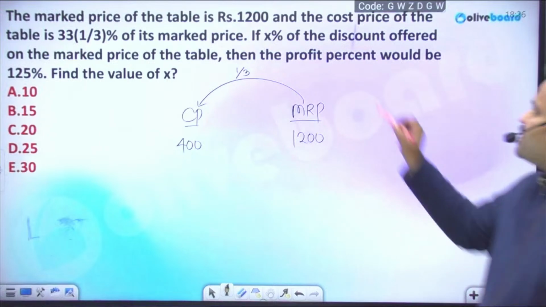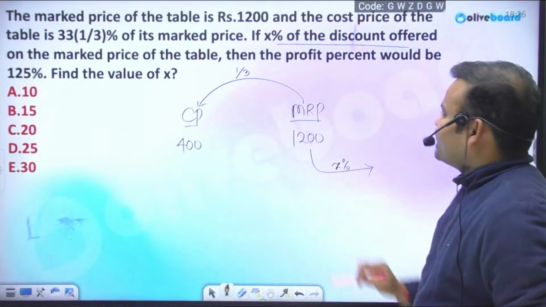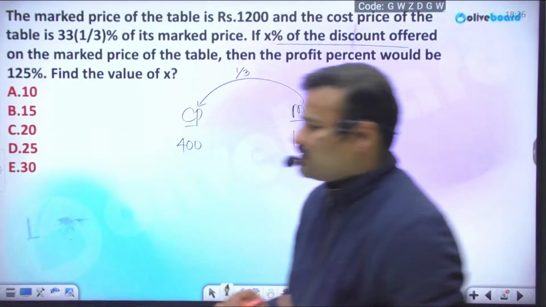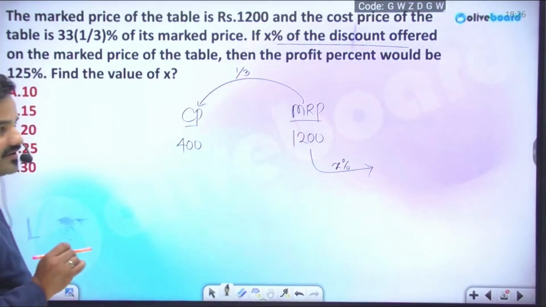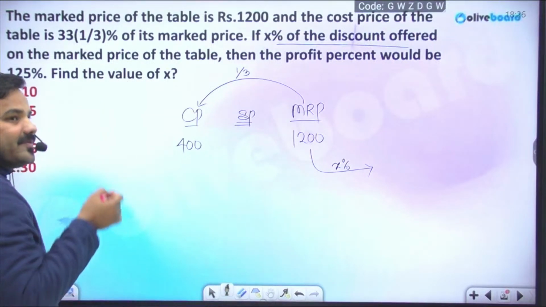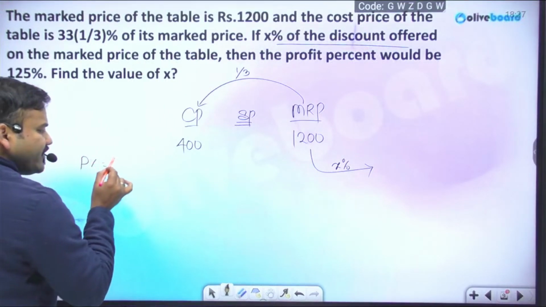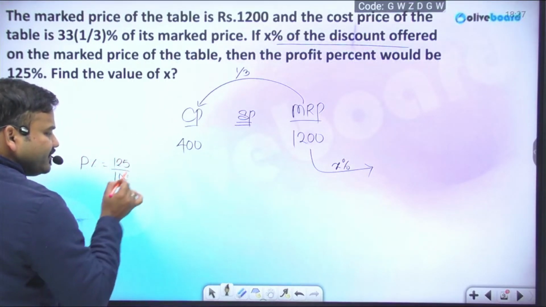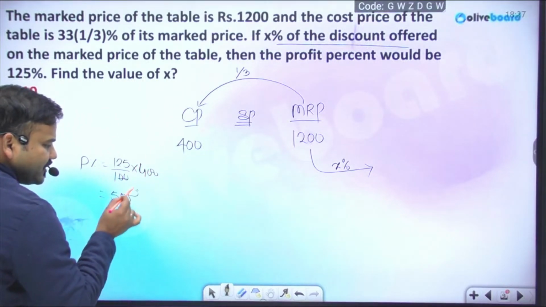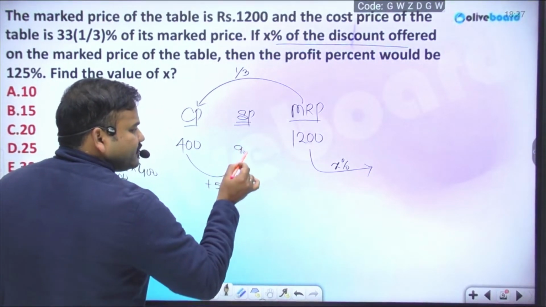If a discount of X% is offered on the marked price, then the profit percent would have been 125%. So profit percent is 125%. That means what is the selling price? If the profit percent is 125%, the selling price will be 225%, or else do this: profit percent is 125%, and the profit percent is calculated on CP. That means you can just say the profit is 500 rupees. If the profit is 500, you are selling that particular article for 900 rupees.